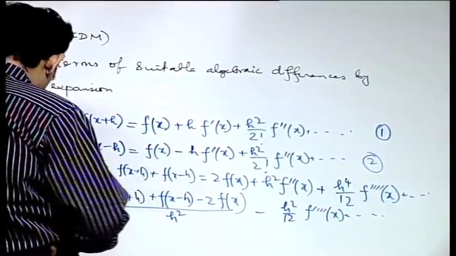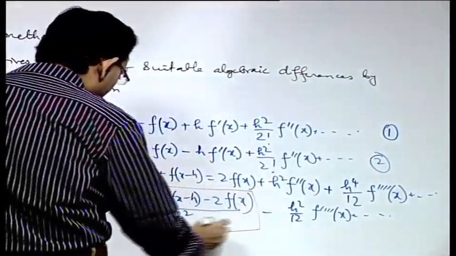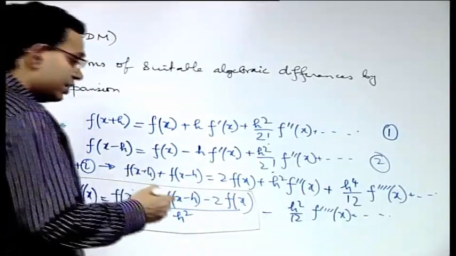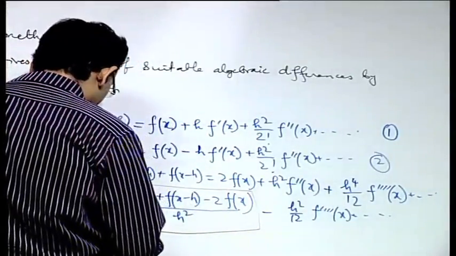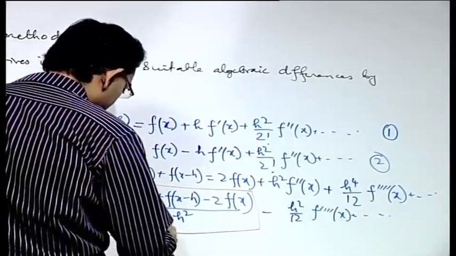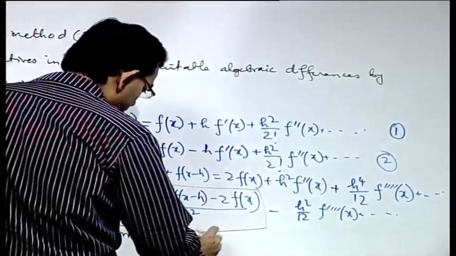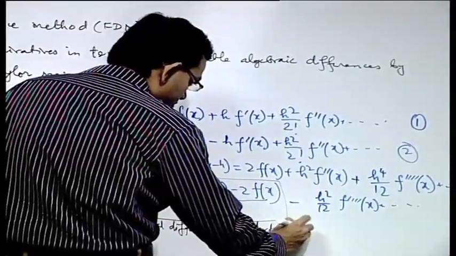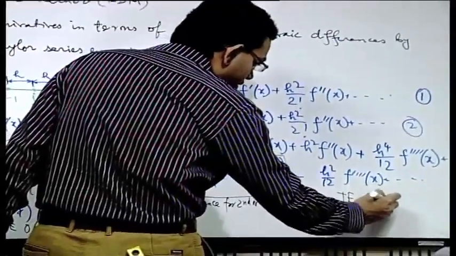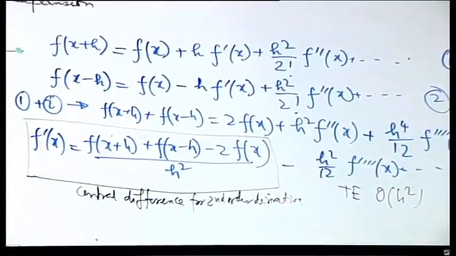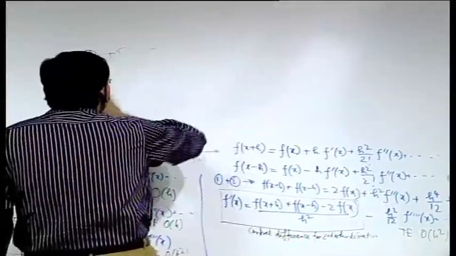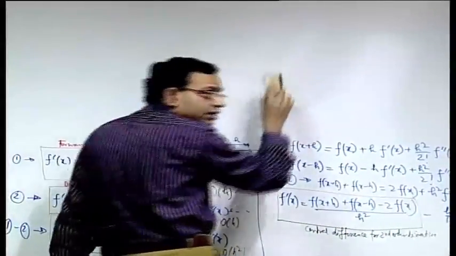So, this formula, where you can truncate it up to this term, this is known as central difference for the second order derivative. And truncation error of the order of h square. You can also express the second order derivative in terms of differences in the first order derivative.